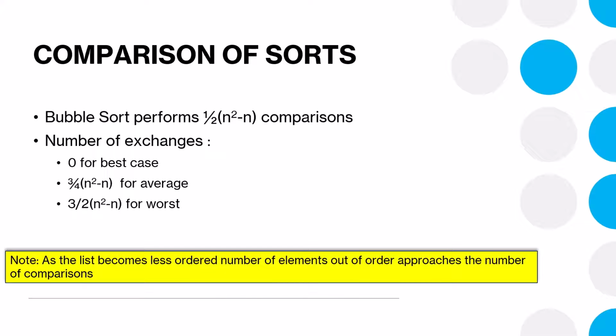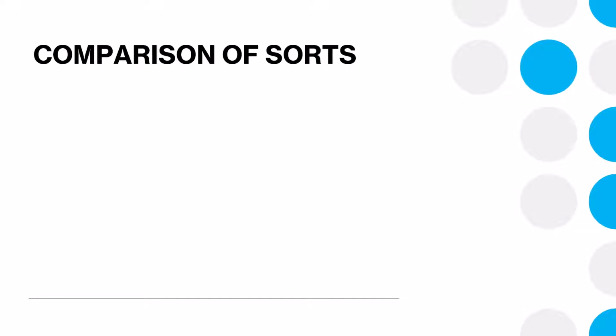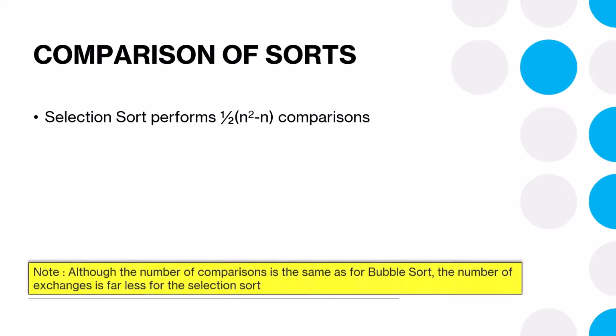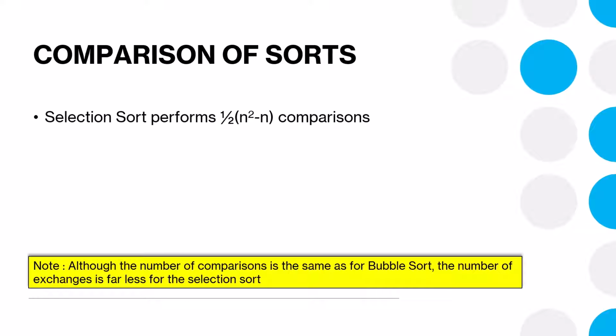As a list becomes less ordered, the number of elements out of order approaches the number of comparisons. So that's the bubble sort. Talking about the selection sort, that too performs half n squared minus n number of comparisons. Although the number of comparisons is the same as for the bubble sort, the number of exchanges is far less for the selection sort. Okay, so selection sort is better than bubble sort.